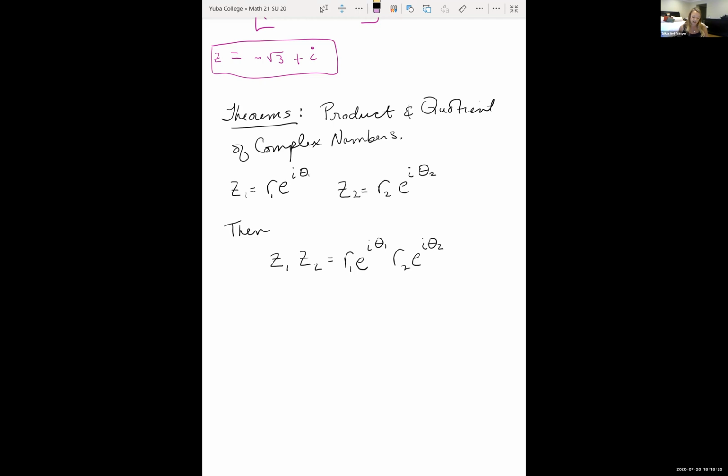Well, we can rewrite this using rules of exponents. So let's pull the r sub 1, r sub 2 out front: r sub 1 times r sub 2. This is the same thing as e to the i theta sub 1, e to the i theta sub 2. So remember the rule, same base. These have the same base e. You add your exponents. And so this would be e to the i theta sub 1 plus i theta sub 2.